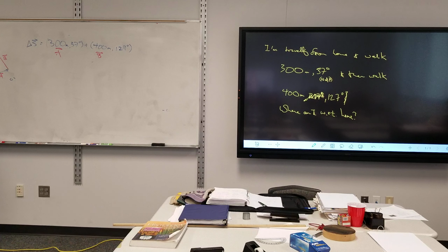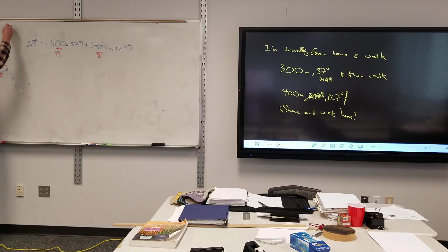In polar form, I need to put them into rectangular form. Similar to what we just did, except the reverse. So I've got this vector, magnitude 300 meters, angle of 37 degrees.